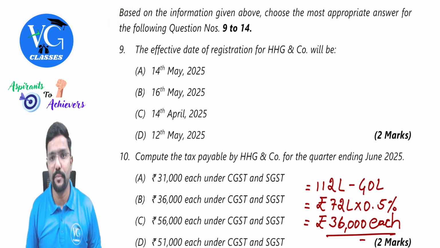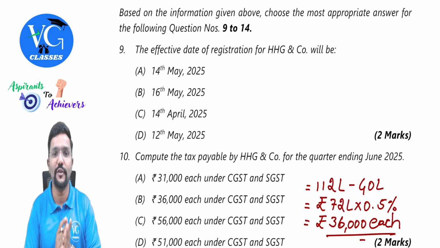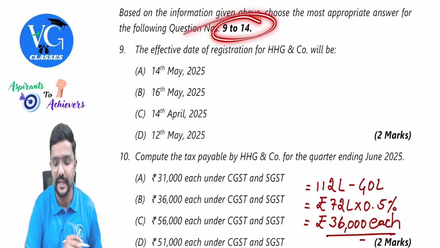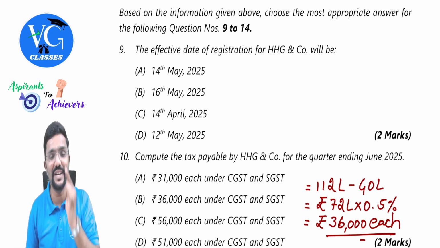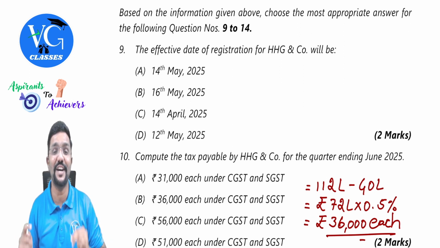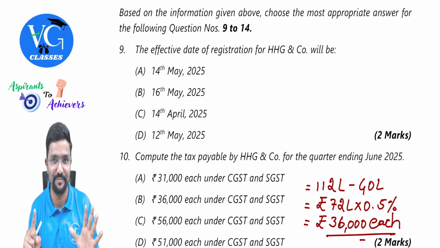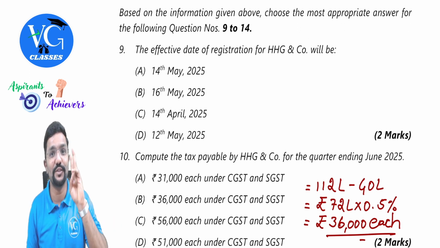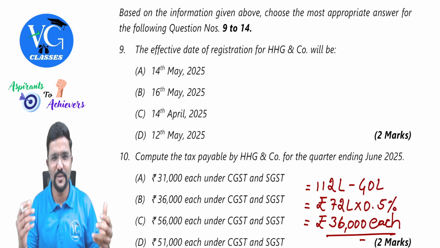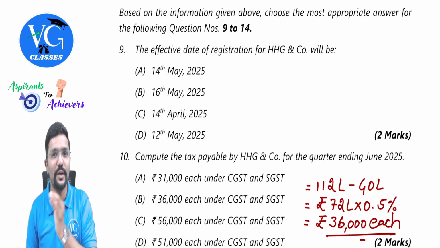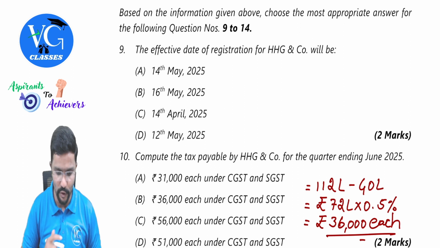Based on the information given above, choose the most appropriate answer for the following question numbers 9 to 14. Guys, usually in the past, ICAI used to ask two case scenario questions under income tax and two case scenario questions under GST. But this time in May 2026, they have asked only one case scenario question, but under that there are totally six multiple choice questions. Whereas in the past, they used to ask two case scenario questions containing three MCQs under each. So the pattern is slightly changed for May 2026 exam, but anyway, we will go through it.